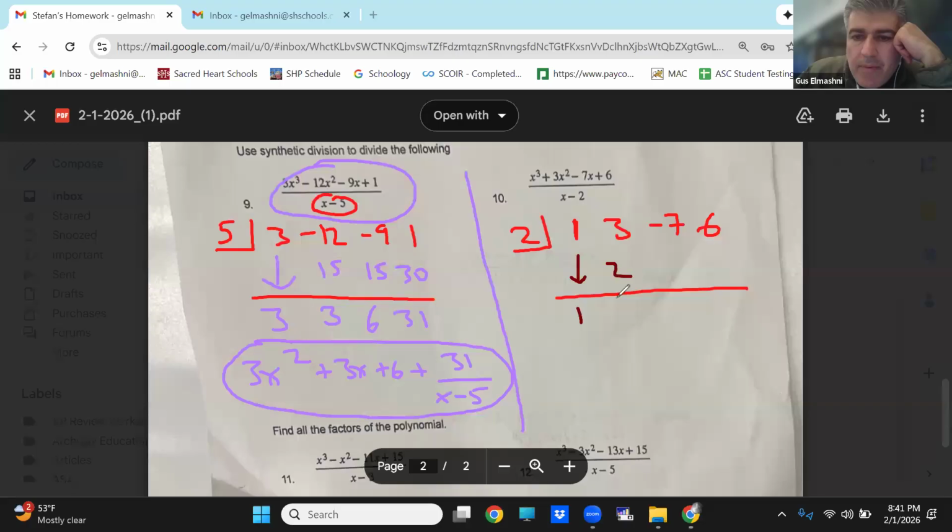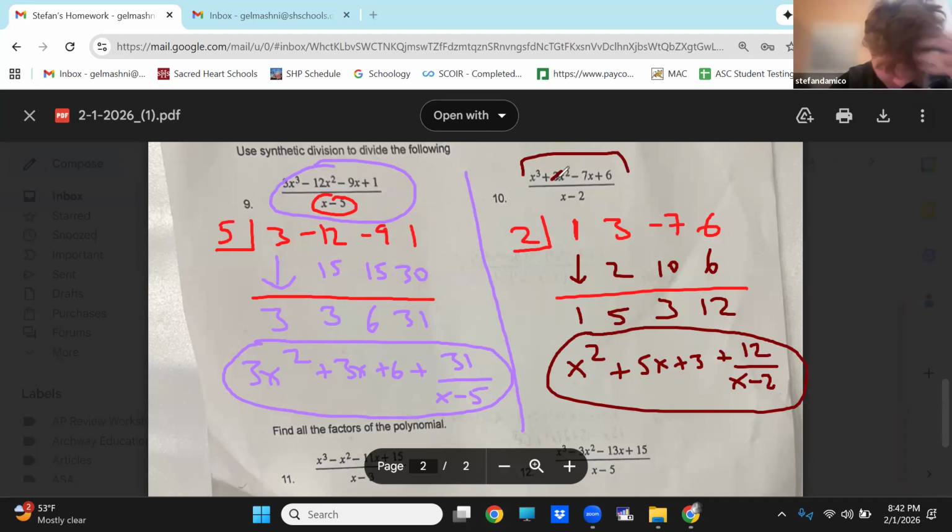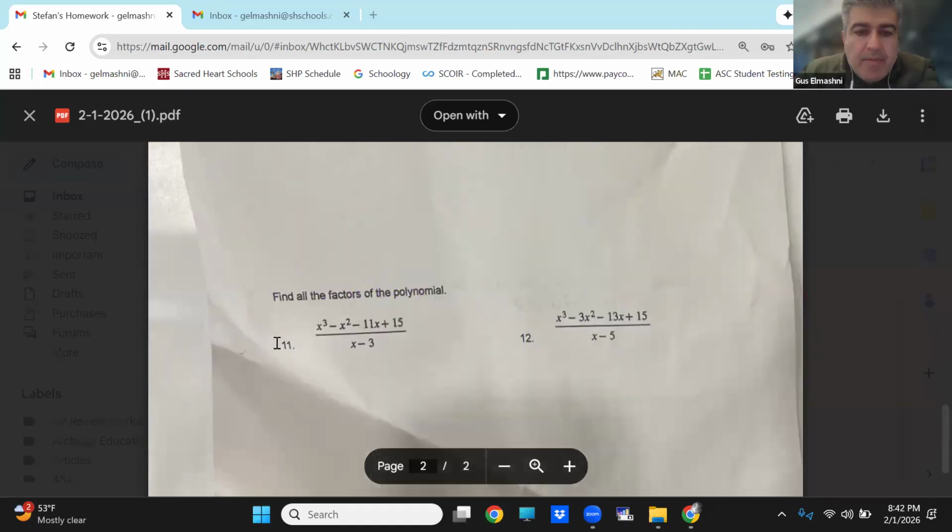Bring the one down, multiply, add, multiply, add, multiply, add. So again, that's the process. Now, just so you know, any term that gets skipped over, if there's no x squared here, for example, you have to put 0 as a placeholder, just so you know. Okay. The last one.